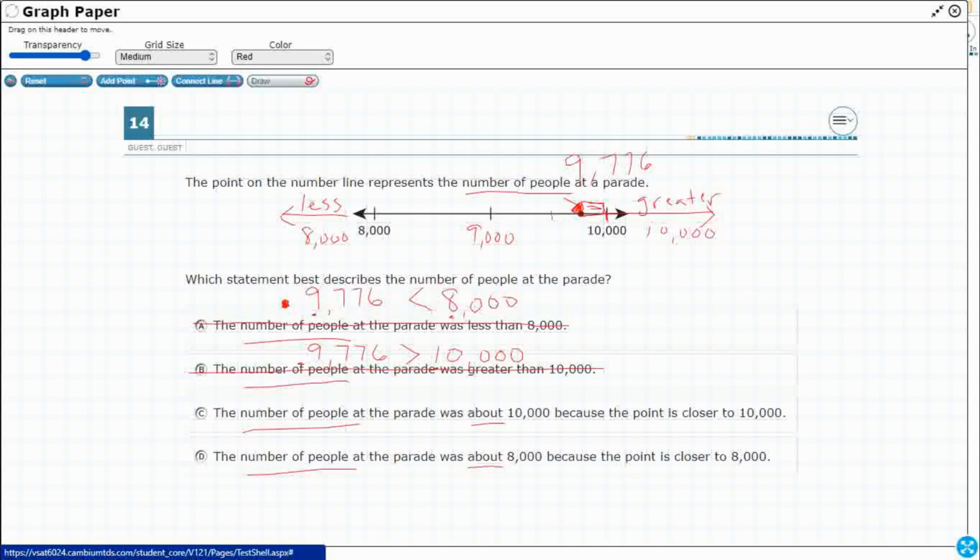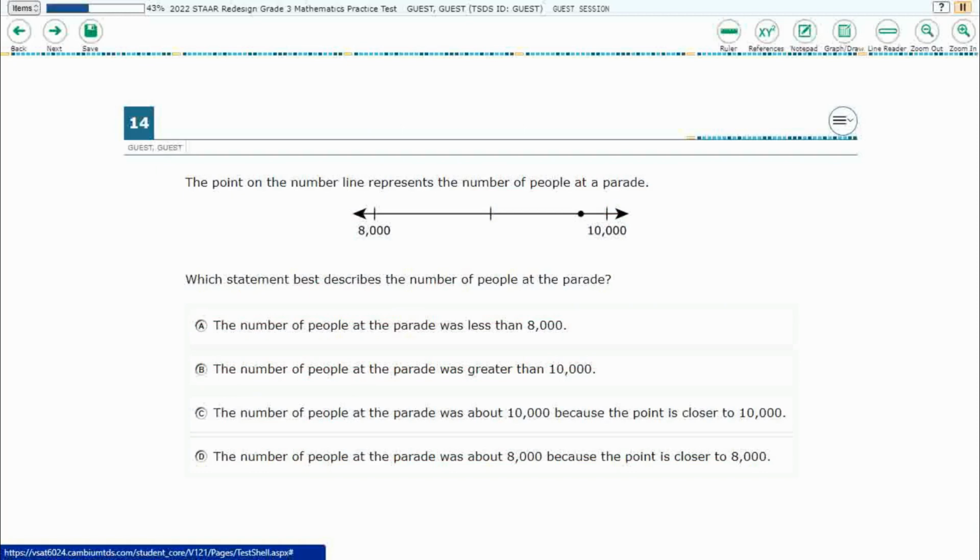So it is about 10,000, and that's what rounding means. It just means it's closest to that next largest number. It's about 10,000 because the point is closer to that. So we're going to turn that off, go in and answer C.